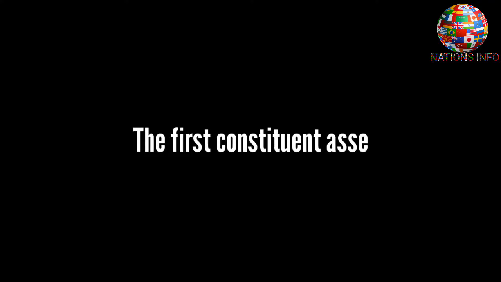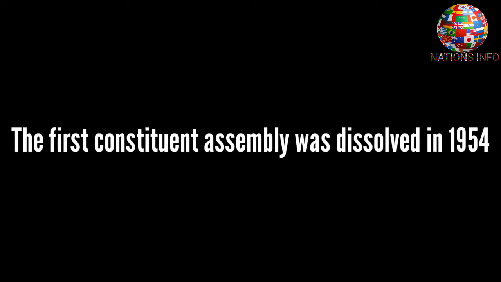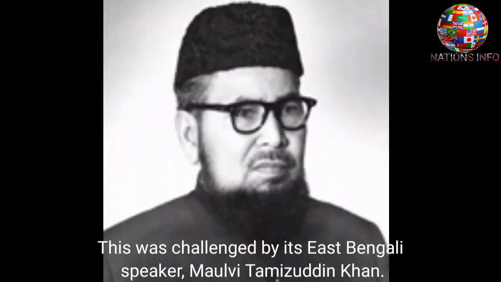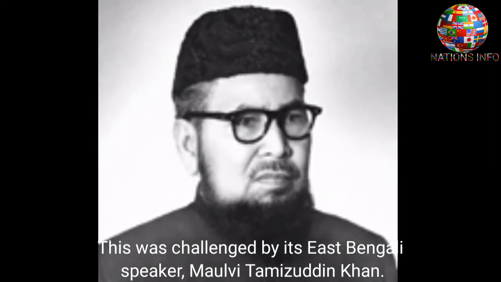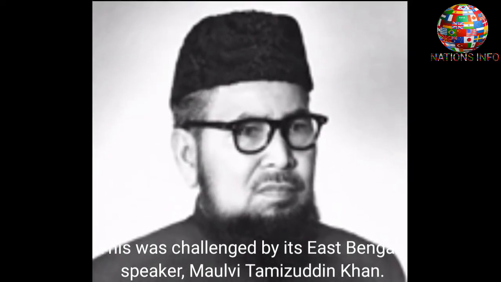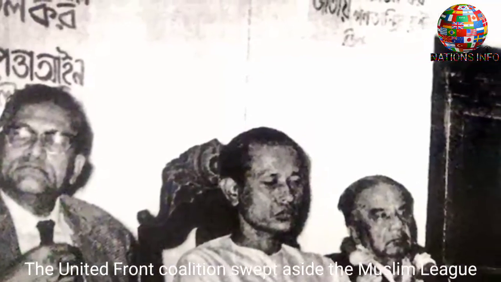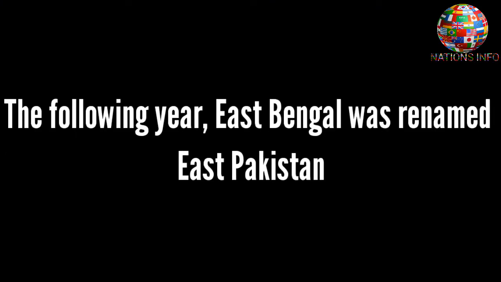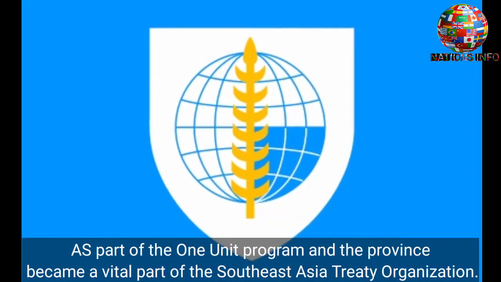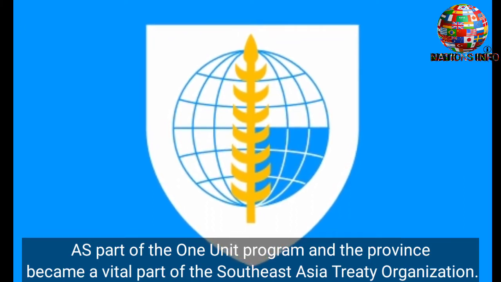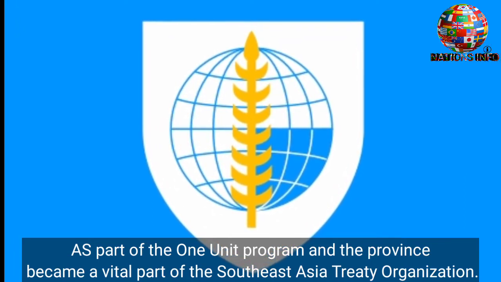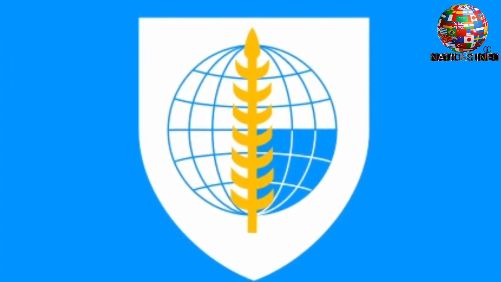The first Constituent Assembly was dissolved in 1954. This was challenged by its East Bengali speaker, Maulvi Tamizuddin Khan. The United Front coalition swept aside the Muslim League in a landslide victory in the 1954 East Bengali legislative election. The following year, East Bengal was renamed East Pakistan as part of the One Unit program, and the province became a vital part of the Southeast Asia Treaty Organization.